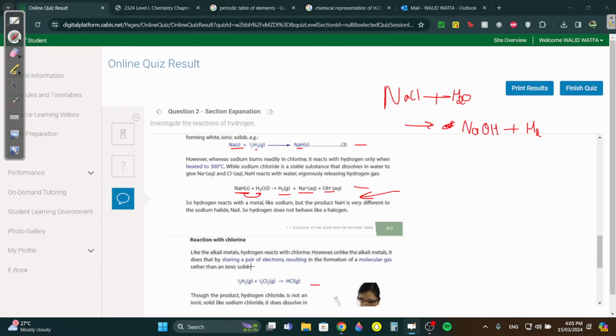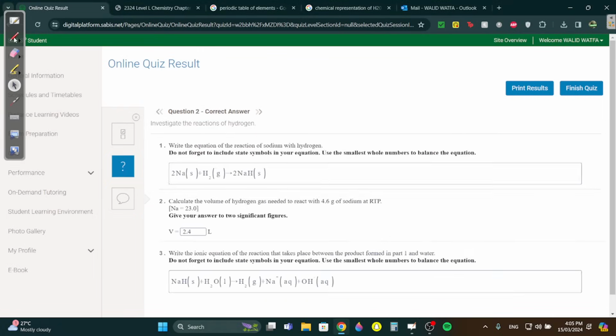And then with chlorine it's very easy. H2 plus Cl2 gets you HCl. I'll show you how to do them. Question 2, let's start. Write the equation of sodium with hydrogen.